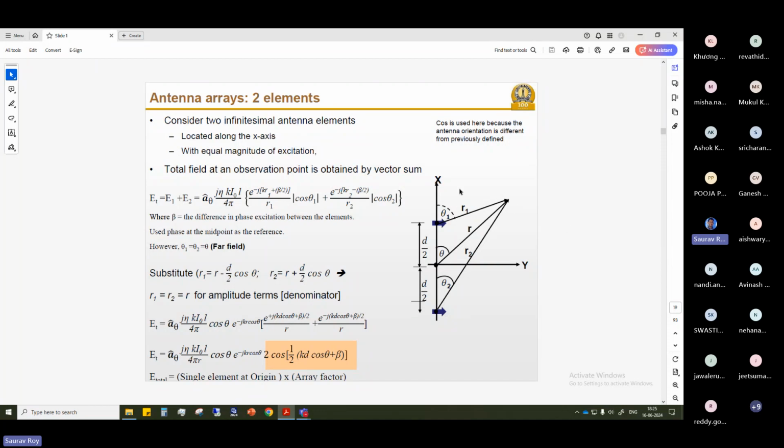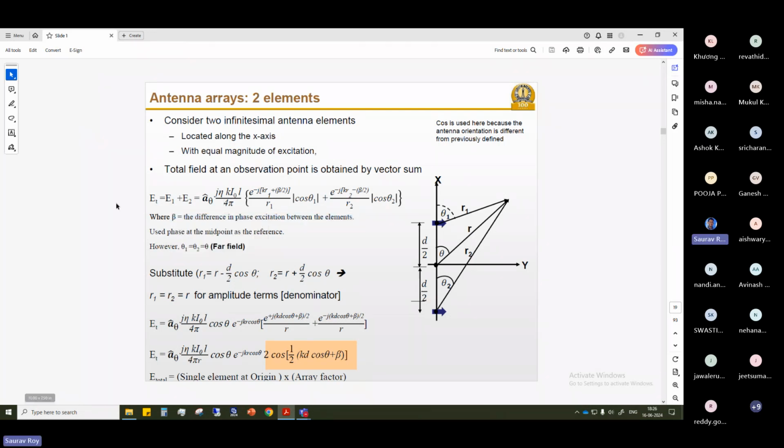So generally, how do we calculate this? Let's say we start from the very basic antenna, a Hertzian dipole antenna. If we take the normal dipole, you will find the electric field equations, where there is a constant which depends on I naught. I naught is the current fed to the antenna, and here beta is the phase. So here both the antennas are fed with the same amplitude of current, that is I naught, but the phases are different. So the phase difference between them is beta.